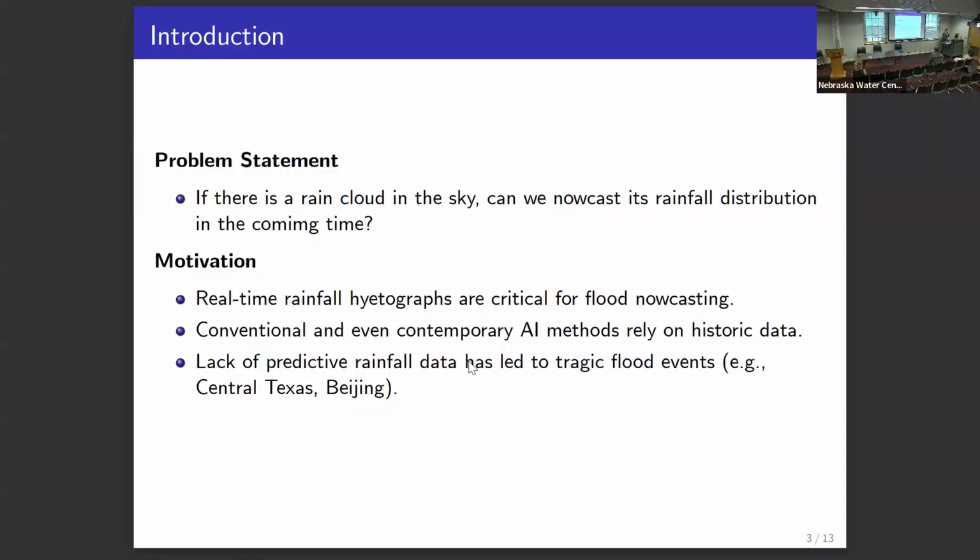And why do we need this? Lack of predictive rainfall data has led to tragic flood events. You know, the recent one in Central Texas. If we know the cloud, we could immediately calculate how this cloud's rainfall is distributed. We could save more than 130 people's lives.